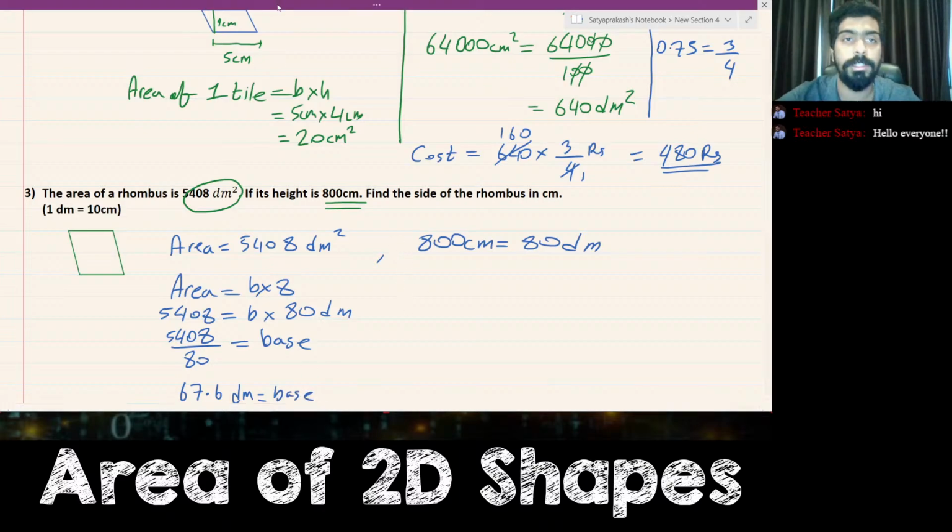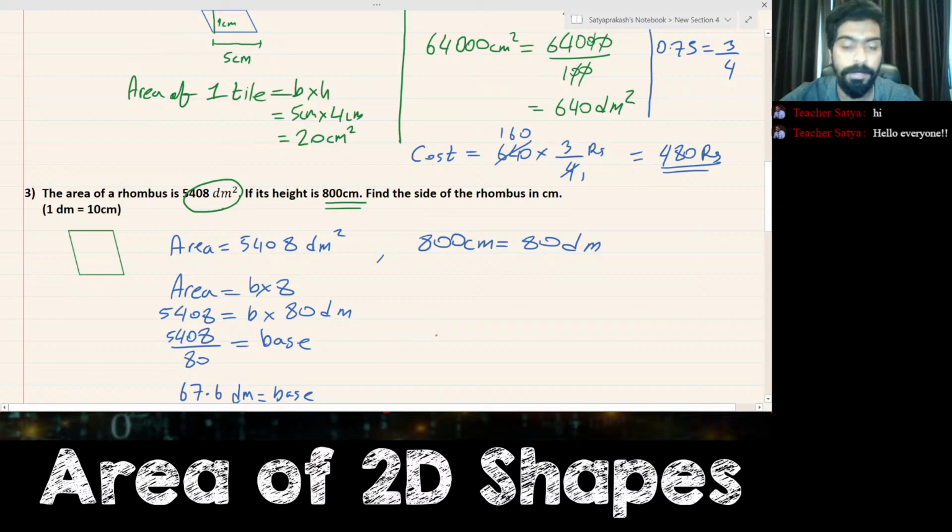But in this question, they are asking for it in centimeter. So in order to convert into centimeter, we have to multiply it by 10. So the base would be 67.6 multiplied by 10, which is 676 centimeter. All right, guys, it is equal to 676 centimeter.